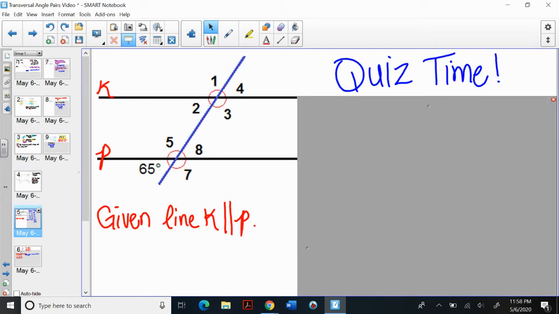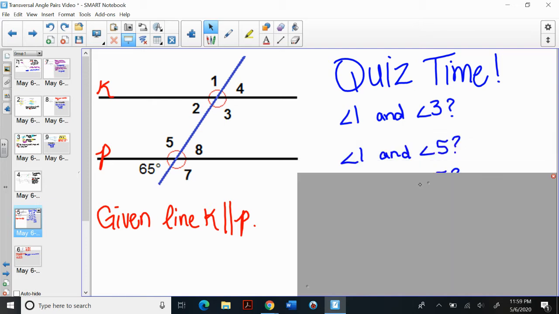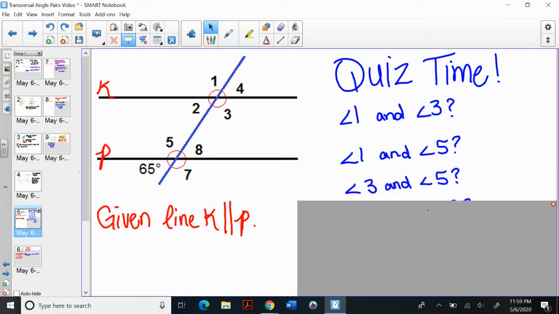All right, quiz time. Let's see how much of this you guys remember. So my first question is, what would you call angle 1 and angle 3? Good. Those are vertical angles. What about angle 1 and angle 5? Okay, cool. Those are my corresponding angles. I can take angle 1 and I can slide it on down the transversal to 5. What about angle 3 and angle 5? Cool. Those are called alternate interior angles. So they're on opposite sides of that blue transversal line, and they are inside the parallel lines.